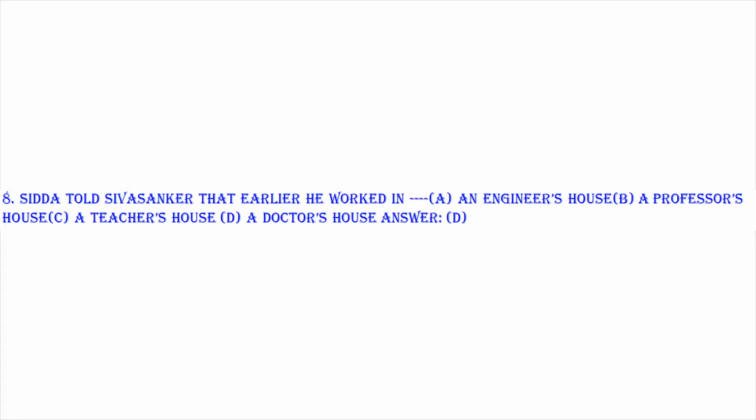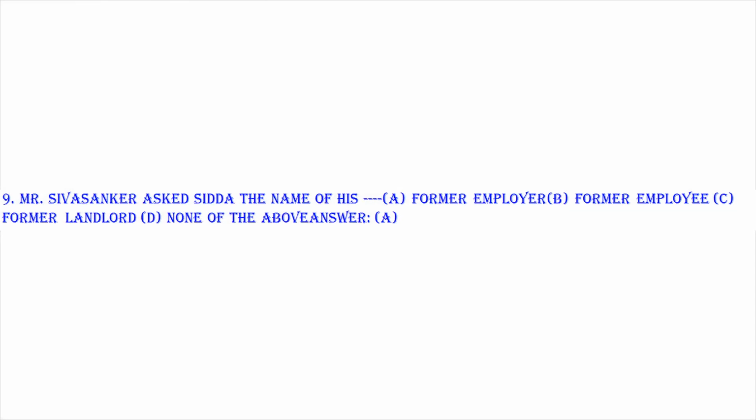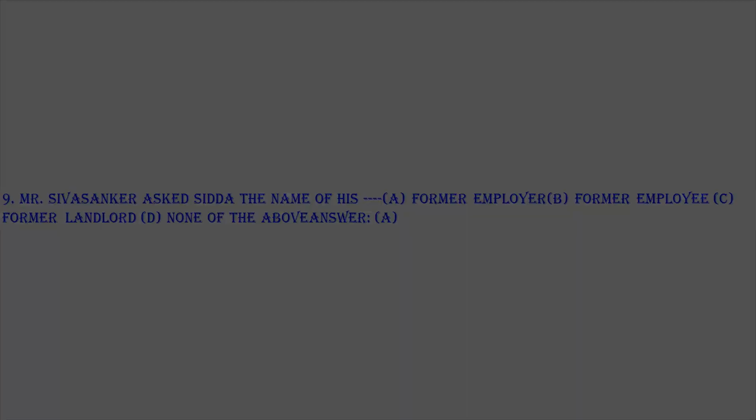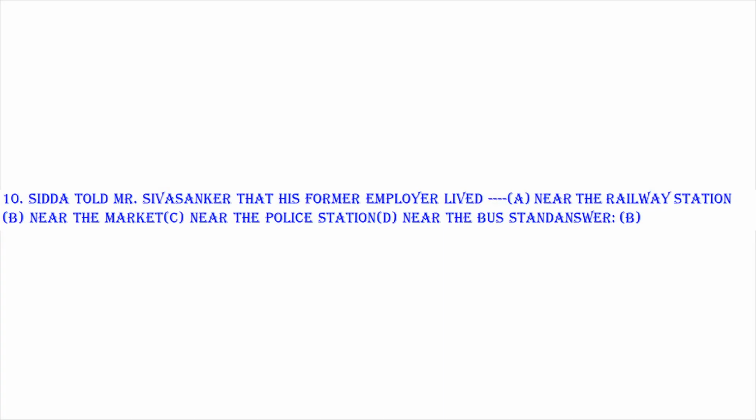8. Siddha told Shivasankar that earlier he worked in A. An engineer's house, B. A professor's house, C. A teacher's house, D. A doctor's house. Answer, D. 9. Mr. Shivasankar asked Siddha the name of his A. former employer, B. former employee, C. former landlord, D. none of the above. Answer, A. 10. Siddha told Mr. Shivasankar that his former employer lived A. near the railway station, B. near the market, C. near the police station, D. near the bus stand. Answer, B.